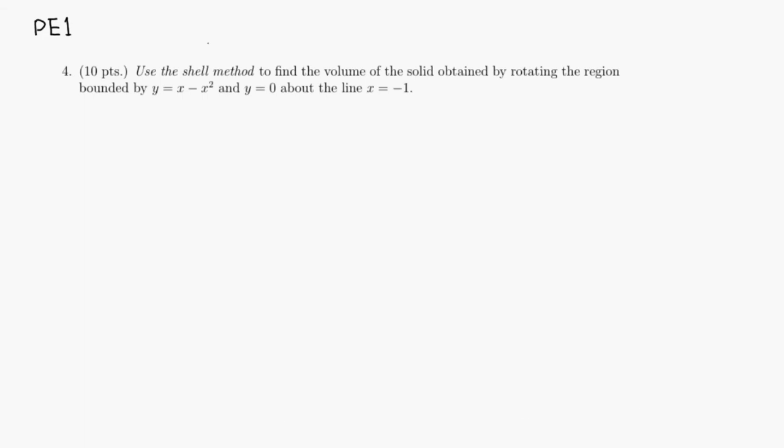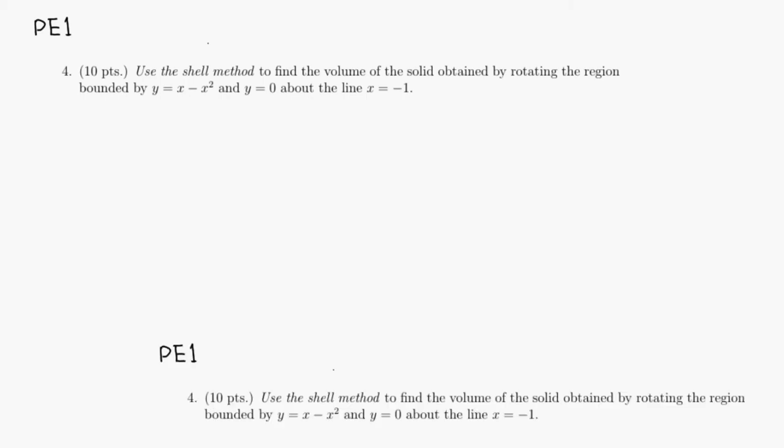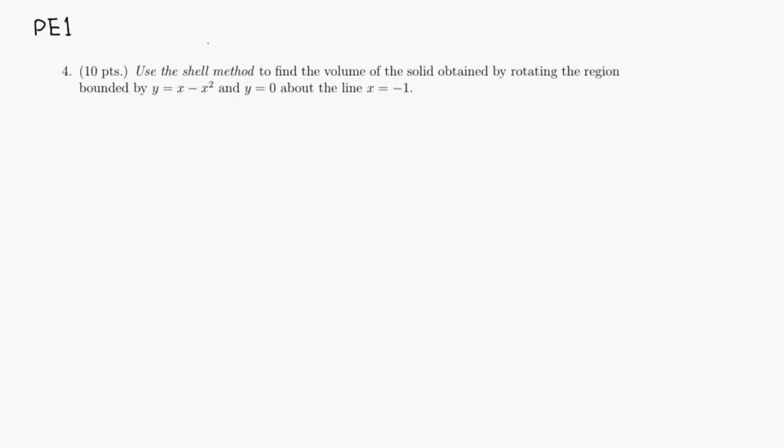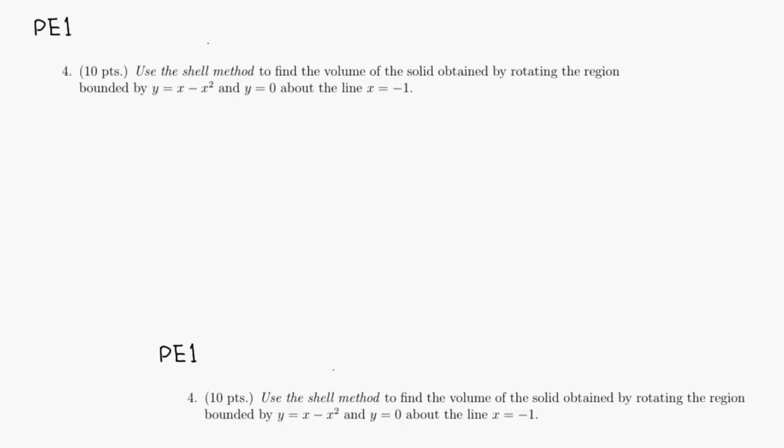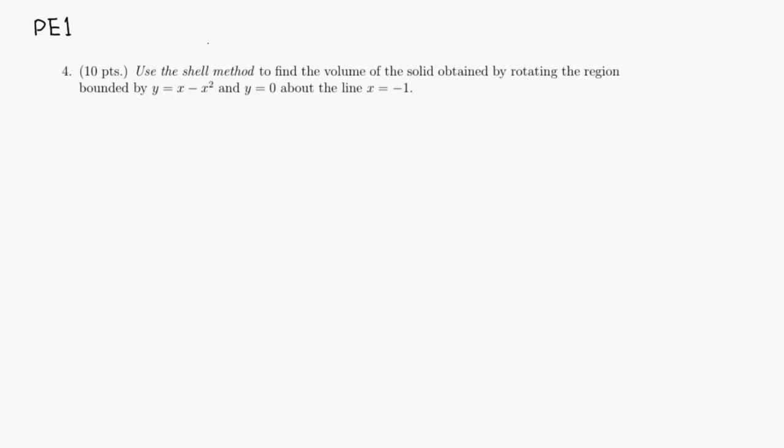Alright, let's look at practice exam 1, problem number 4. We want to use the shell method to find the volume of the solid obtained by rotating a region bounded by y equals x minus x squared, which is a downward-facing parabola, and y equals 0, which is the x-axis, about the vertical line x equals -1.